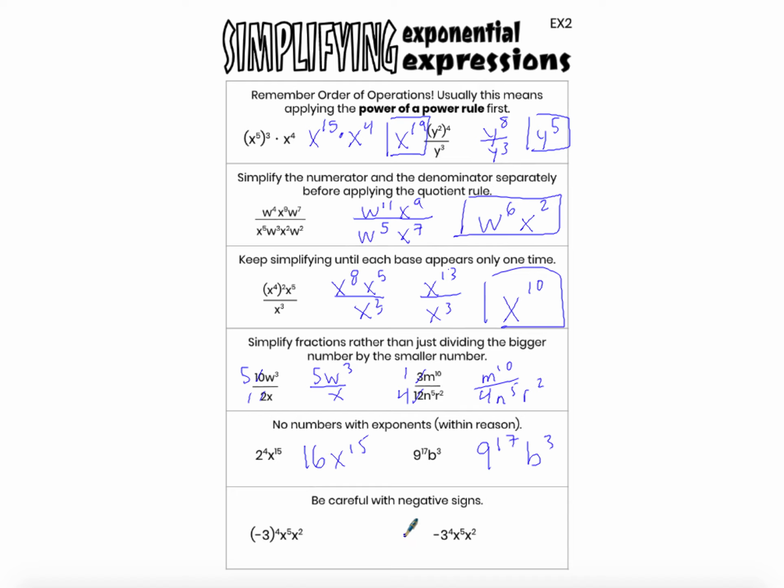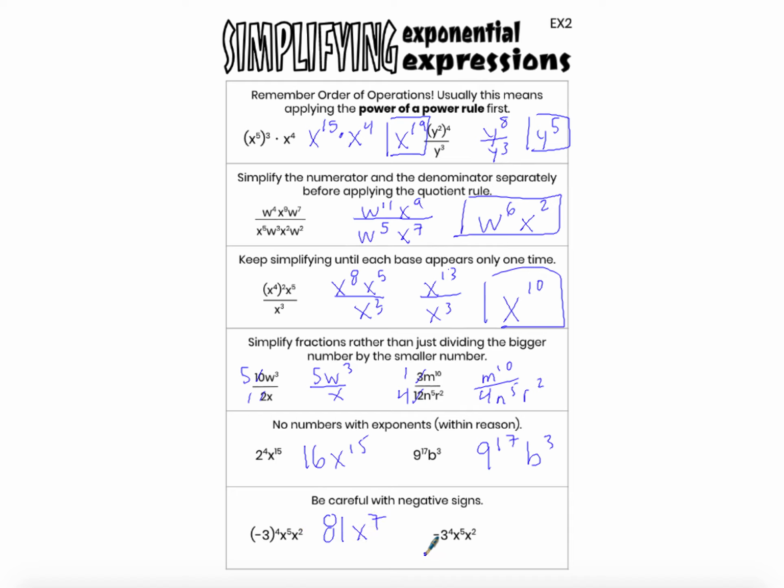Here's something we've also talked about before, but being really careful with negative signs. -3 in parentheses to the 4th is -3 times -3 times -3 times -3. -3 times -3, positive 9. Positive 9 times -3, -27. -27 times -3 is positive 81.